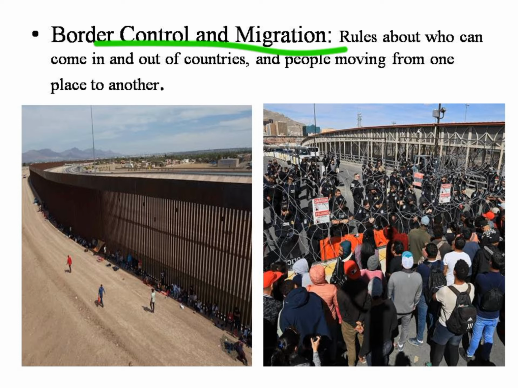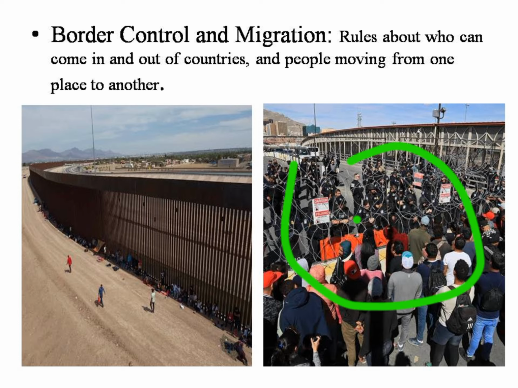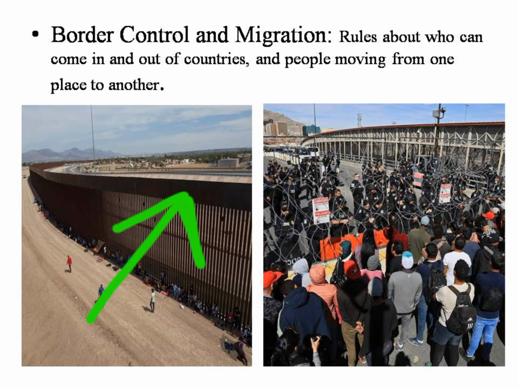Borders, control, and migration. This part is about who gets to come in and out of countries. Political geography helps us see why countries make rules about who can come and how this affects people looking for a new home. For example, remember the news about people trying to get into the US from Mexico. Political geography helps us understand why this is a big deal.